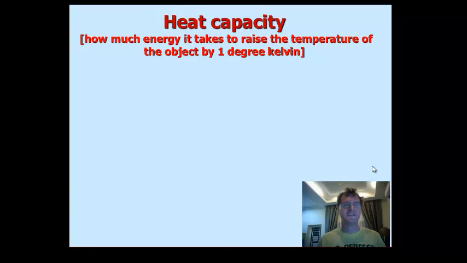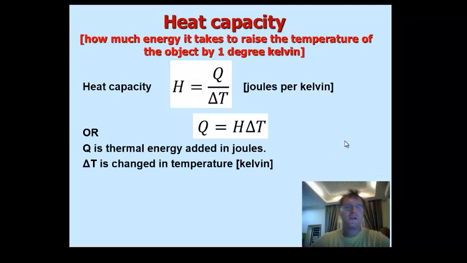Now, heat capacity is how much energy it takes to raise the temperature of an object by 1 degree Kelvin. If we look at it mathematically, the heat capacity, shown here as capital H, it's often shown as a capital C as well in many cases, is equal to the amount of energy added in joules divided by the change in temperature, Kelvin. And that gives us what's known as the heat capacity of an object.